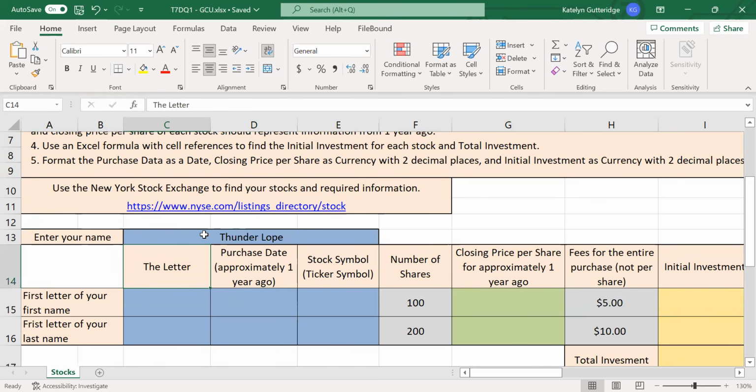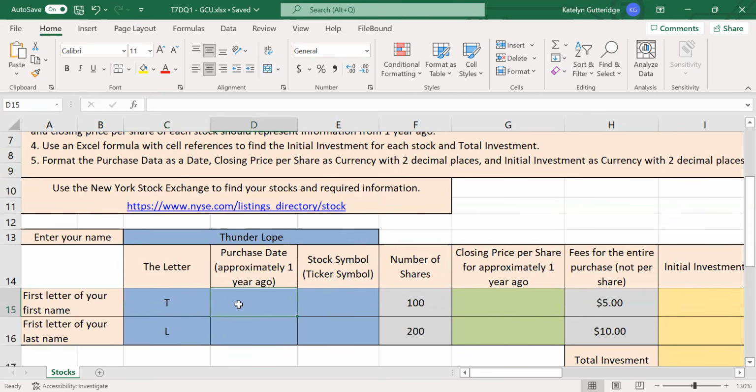You are going to find two stocks. The stocks must start with the first letter of your first name and the first letter of your last name. So I am looking for stocks that start with T and L. For T, this is the example I'm going to work through. I'm going to use the stock T-Mobile.